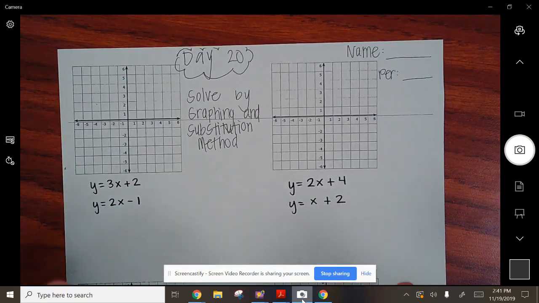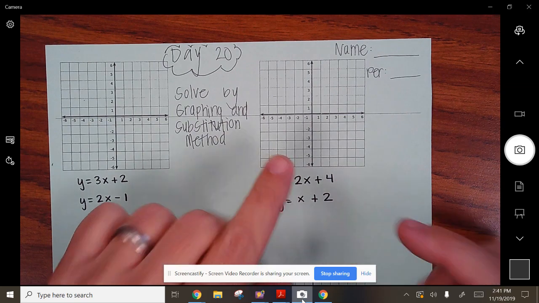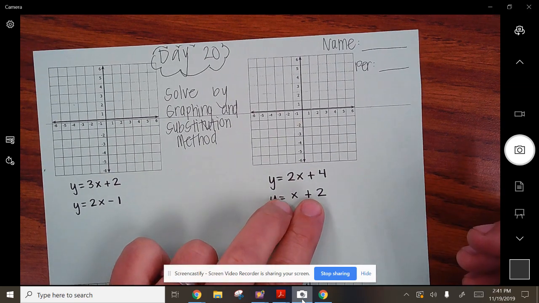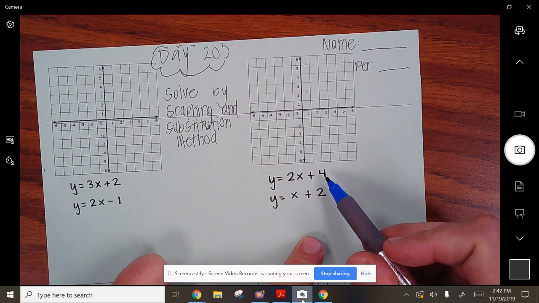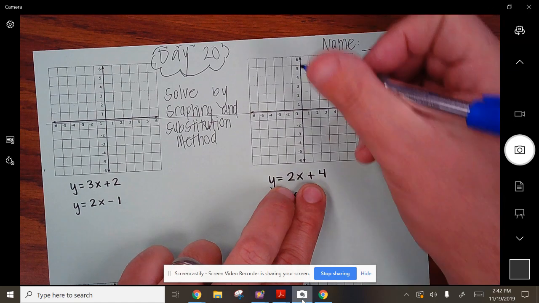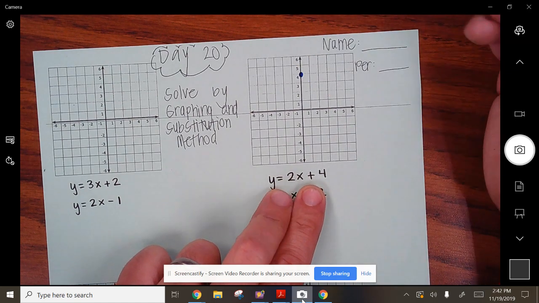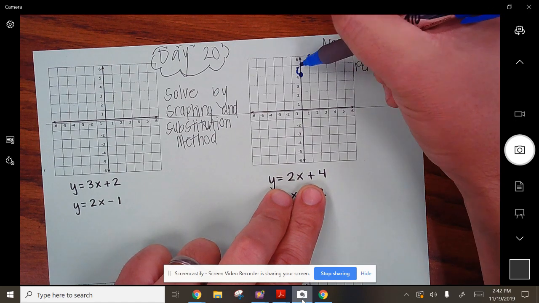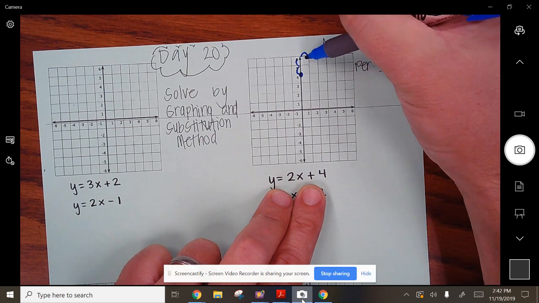All right, let's look at this one on the right. They're not numbered. If we're going to do this, the first thing I wanted you to do is graph it first. So to graph, remember you're going to plot your y-intercept first, positive 4, and you're going to go up 2 over 1. Rise 2, run to the right 1.